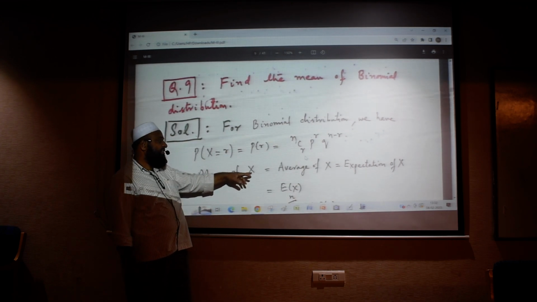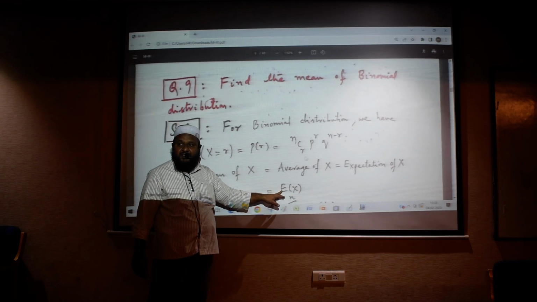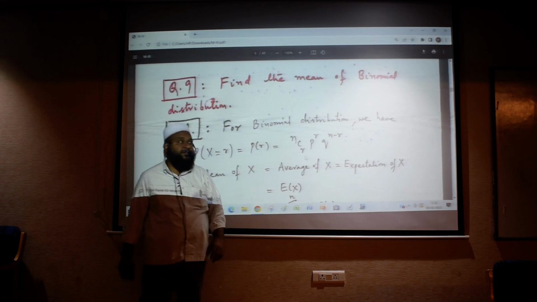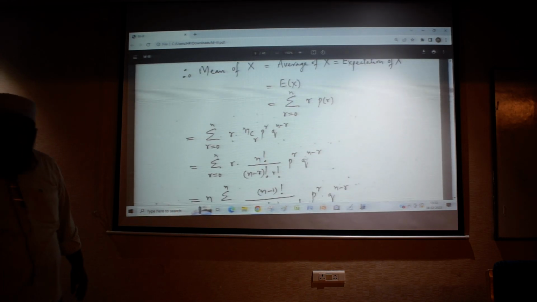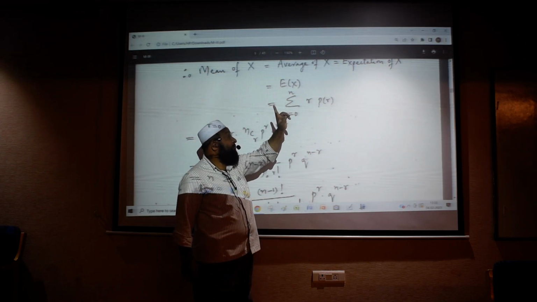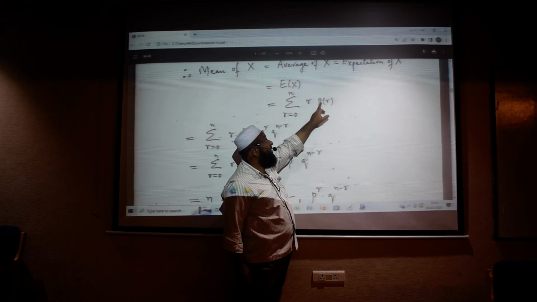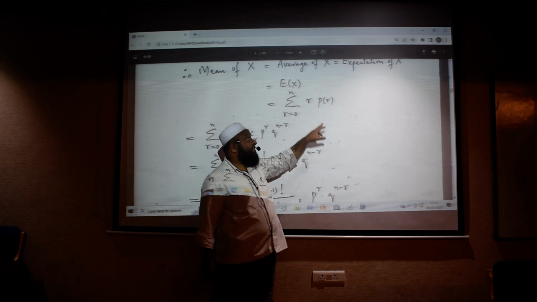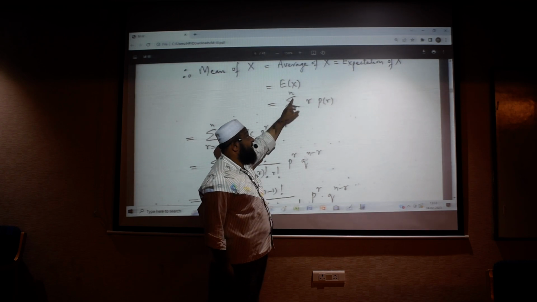So mean of x, that is average of x, that is expectation of x, that is nothing but E of x. We are not going up to E of x square, only limited up to E of x. So what is that E of x? Do you remember the previous slide? We have done x into p. That is nothing but r into p of r. Just I have given the symbol as r. Instead of that, you can write x here, p of x here, and x runs from 0 to n.